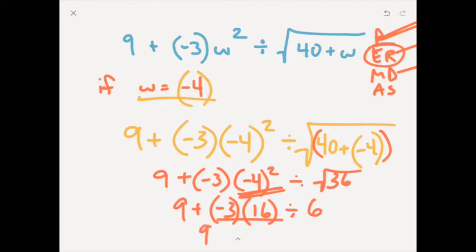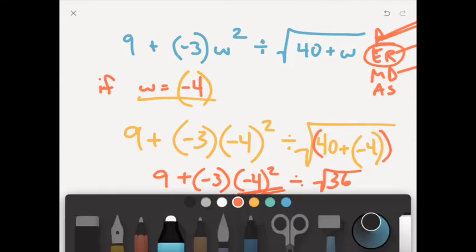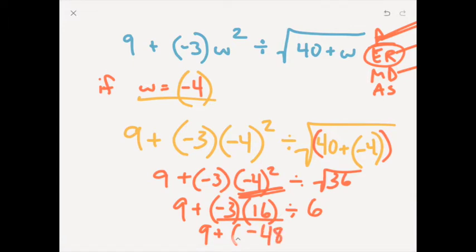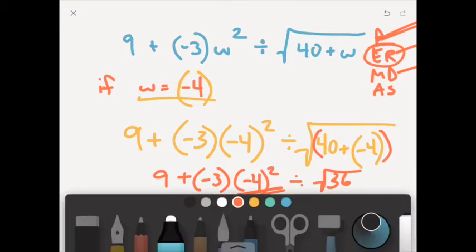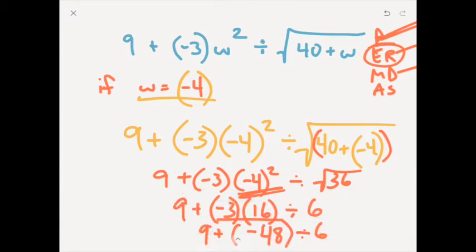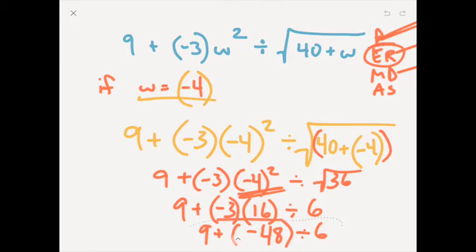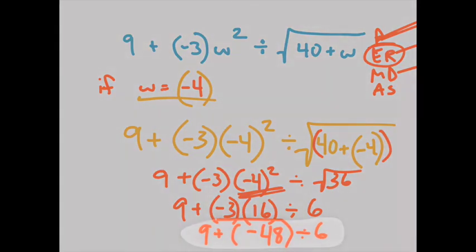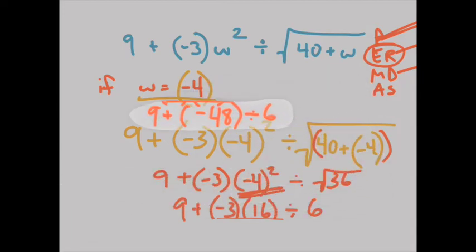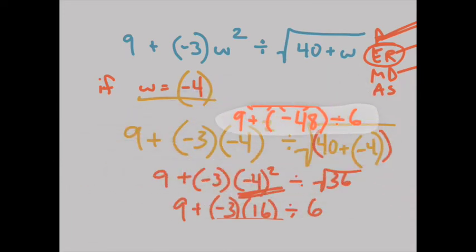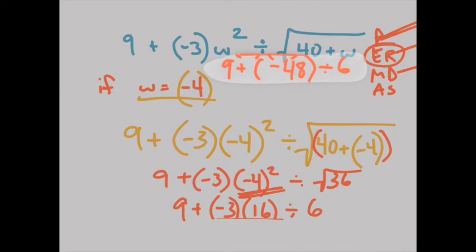So I'll start rewriting. 9 plus -48 divided by 6. And I've kind of run out of room, so just for the sake of being able to see this, I'm going to grab it and move it. Let's see if I can manage that. Okay. Let's put it right here, and we'll see if we can finish up.